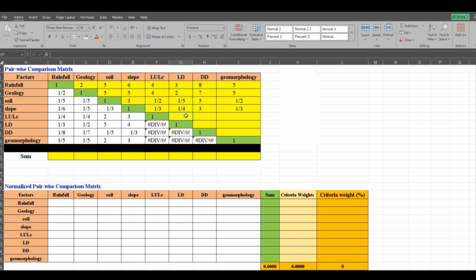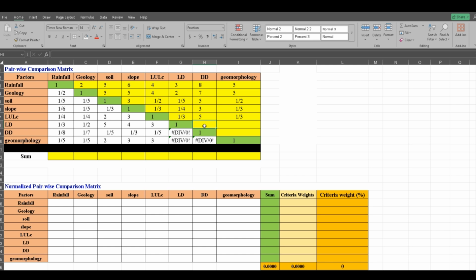Again, land use land cover versus lineament density. Lineament density is important. It is moderately important. Versus drainage density, land use land cover is strongly important. Versus geomorphology, geomorphology is moderately important.